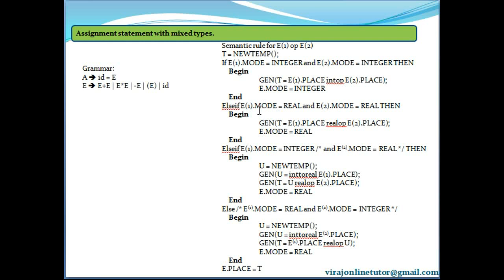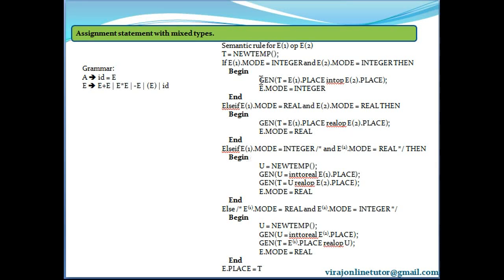Else if mode of E1 is real and mode of E2 is real, that means both the operands are real. In that case, generate E1.place real operation E2.place. Now I am performing a real operation between these two because both of them are real, and save it into T. And mode of E is real because both of them are real and I am performing a real operation.